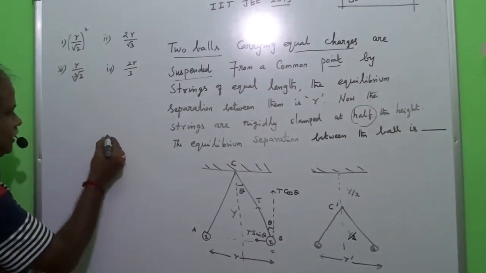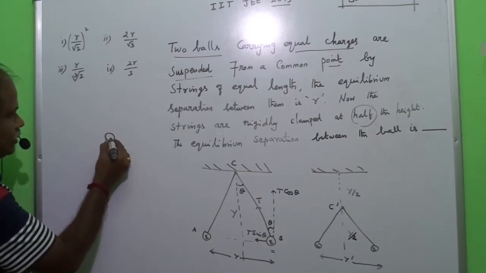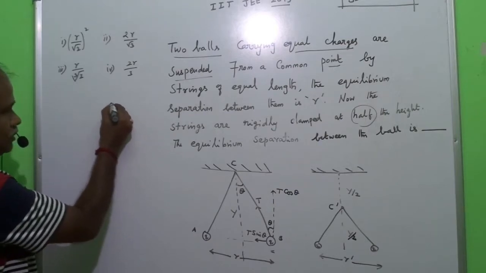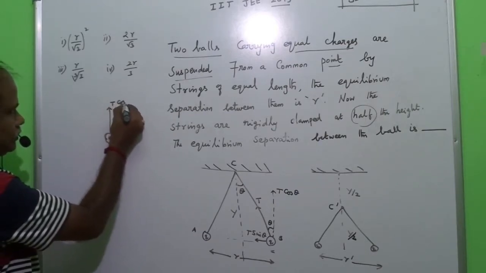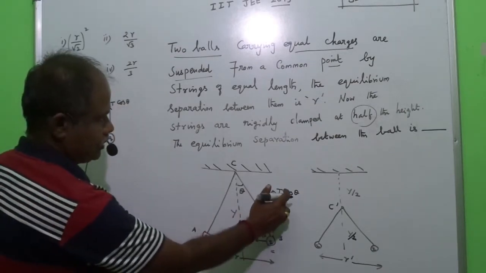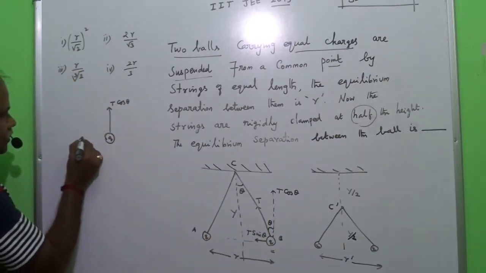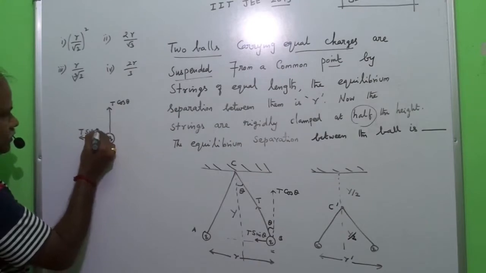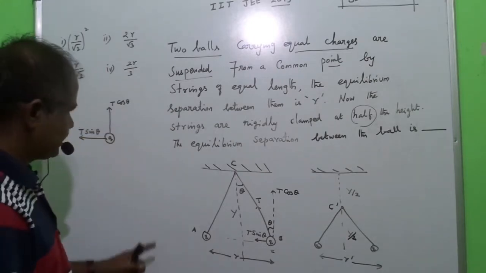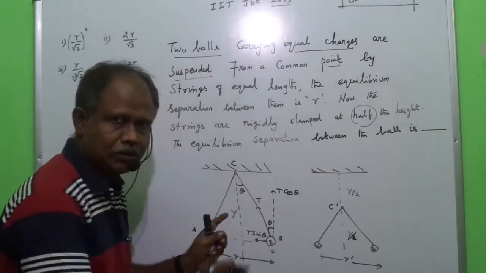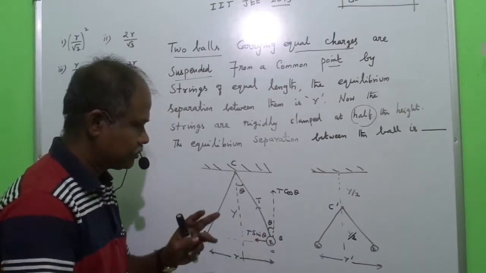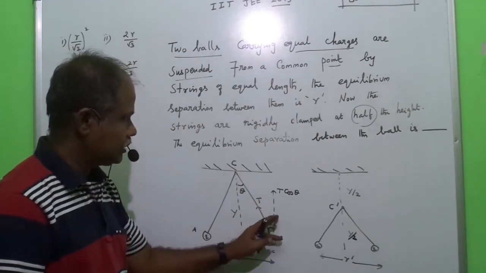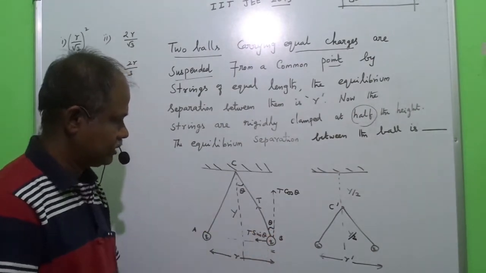Okay? For example, let us consider this point. This is a charge Q. There is one force in the opposite direction, that is T cos theta. This is a force, T cos theta. There is another force, T sin theta. I am taking this particular charge alone. First we calculate this. After that we will solve in detailed manner. One force is T cos theta. Another force is T sin theta.